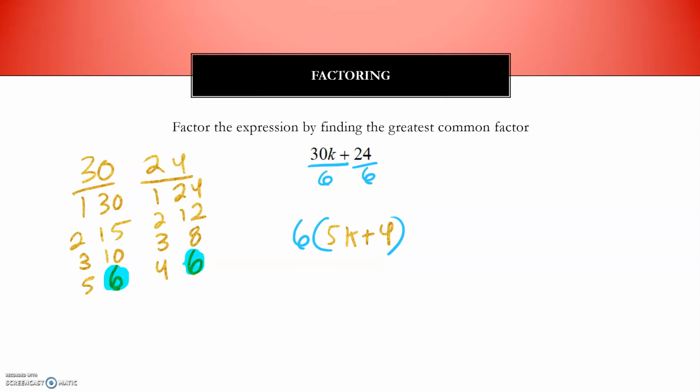The answer here is 6 times 5k plus 4. The numbers 30 and 24 have a greatest common factor of 6. There is only 1k in the problem, so I can't divide both terms by something to do with k, because that would not work out in the second term, because there's no k there to cancel it with. So I don't have a GCF for the variable. So I have 6. That's my GCF, times what's left when I divide. 30 divided by 6 is 5, k, plus 24 divided by 6 is 4.